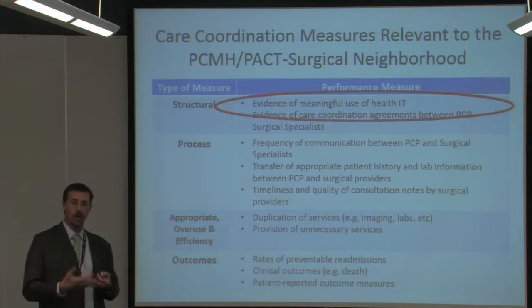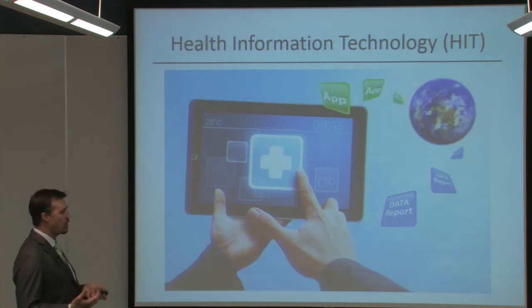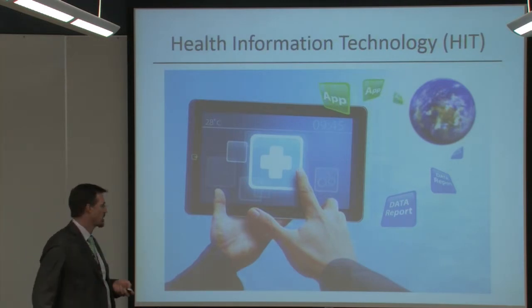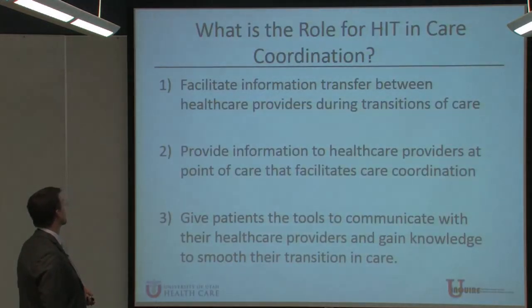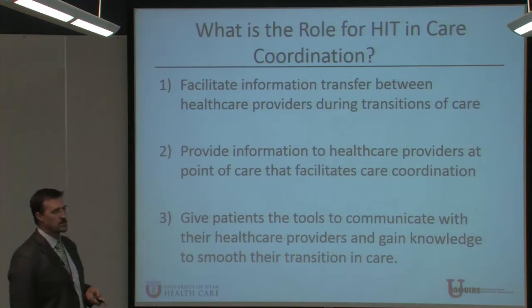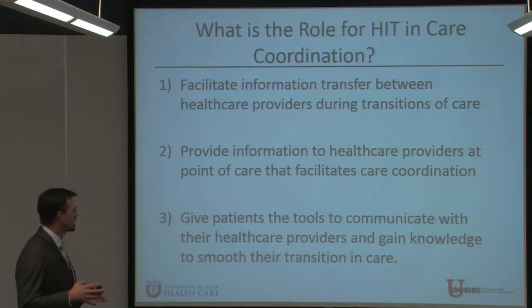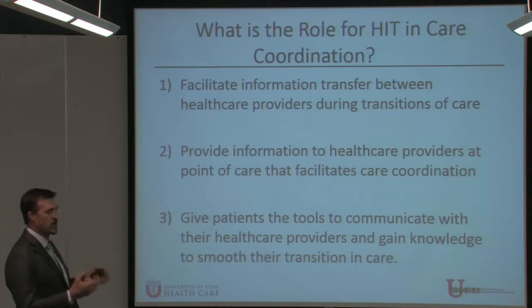And then looking at the outcomes, I've already talked about preventable readmissions as being one, but also clinical outcomes as well. The central thing to all this is, are we using meaningful use of health information technology to help arrange and coordinate all of these other measures? So, what is the role for health information technology in care coordination? I think it's very central and where we need to be moving towards.